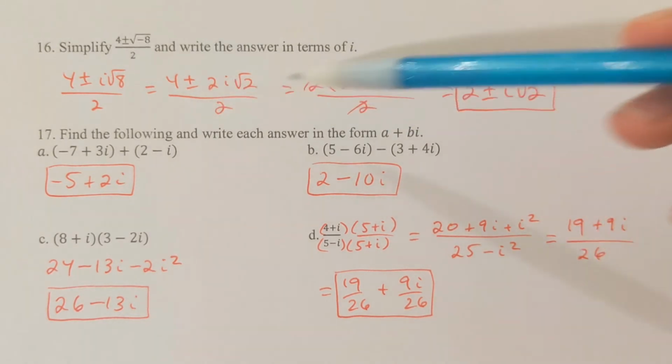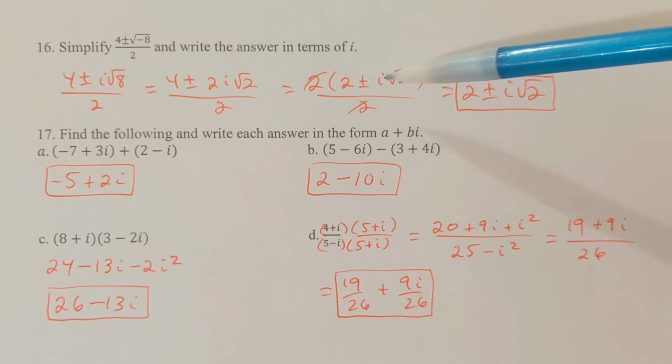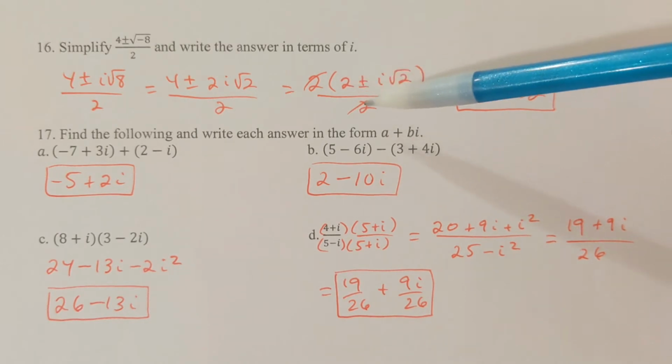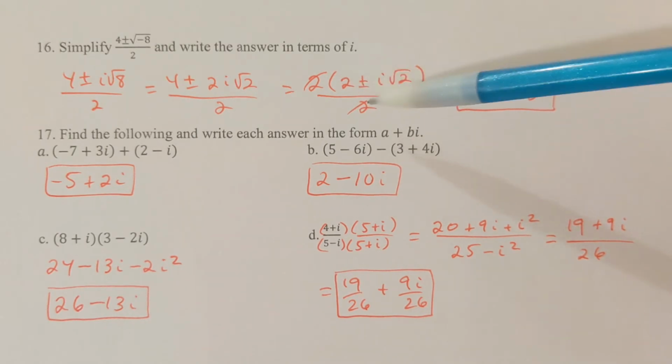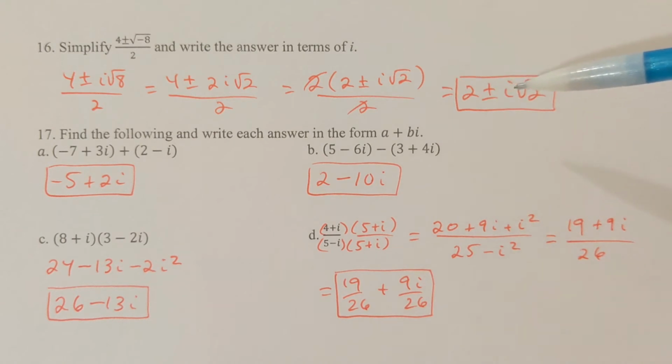2 is in common to these two terms. I can factor that out of the numerator and cancel it with the 2 in the denominator. So when I cancel those, I'm left with 2 plus or minus i root 2.